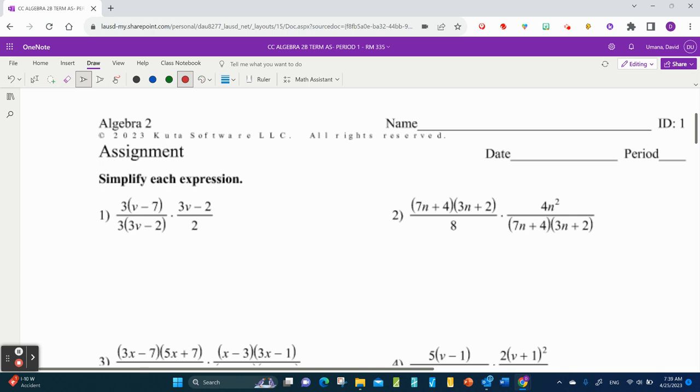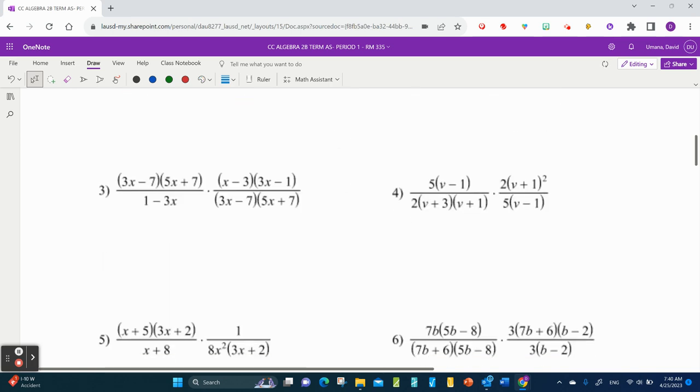So when I look at this number one, I notice that I have a 3 on top and a 3 on bottom, so I cancel them out. I also know that I have a common term like 3v minus 2 and 3v minus 2, so those are canceled out. And as a result, I'm left with the answer of v minus 7 over 2. And that's it. That's my answer. There's nothing else I need to do with it. Okay, so whenever they look like this, you're literally just canceling out the common pieces.